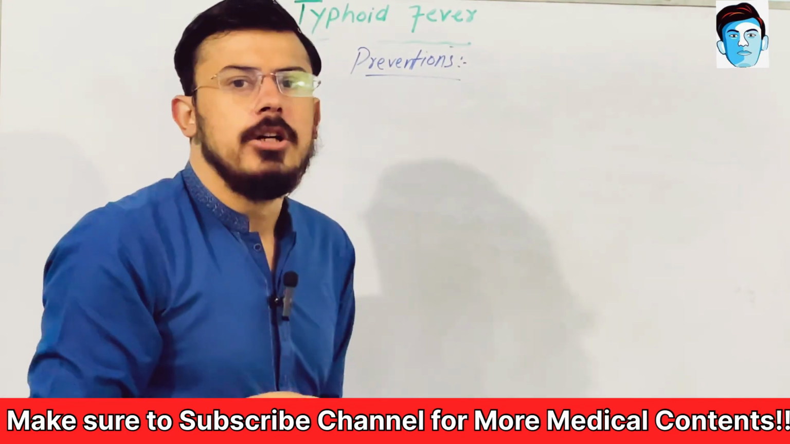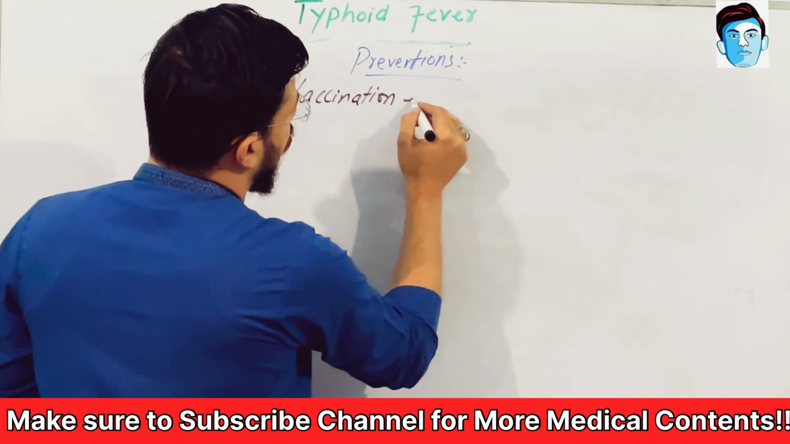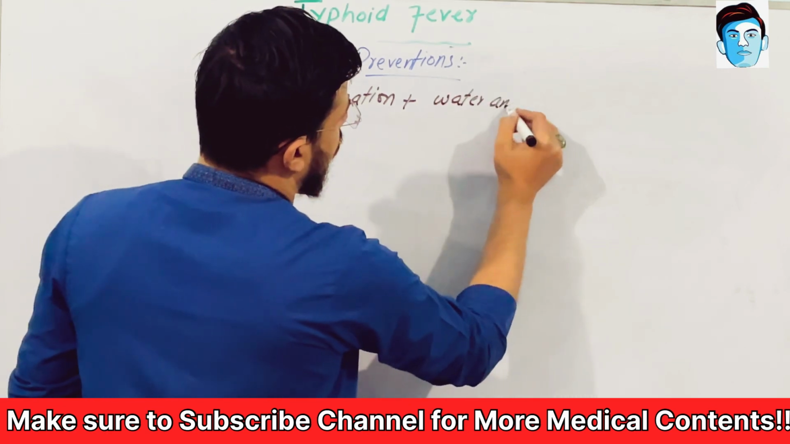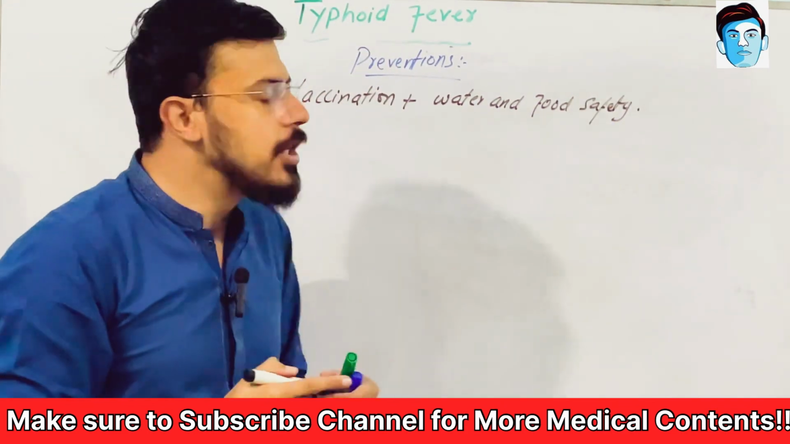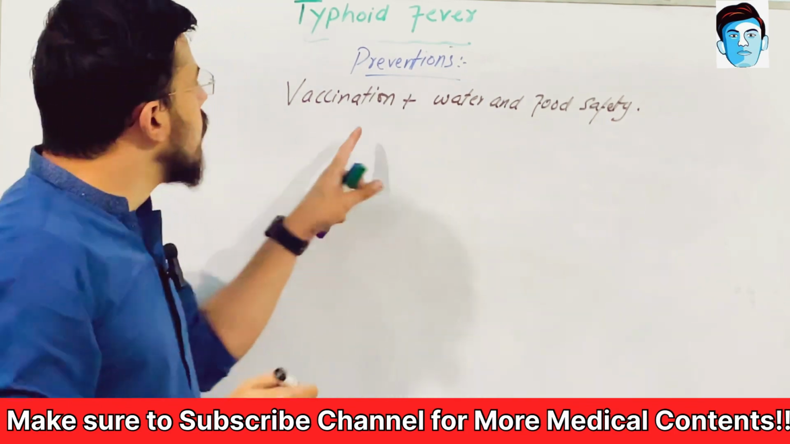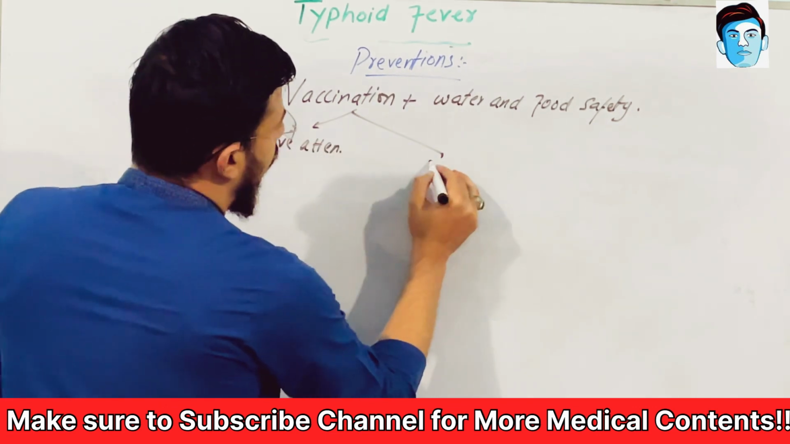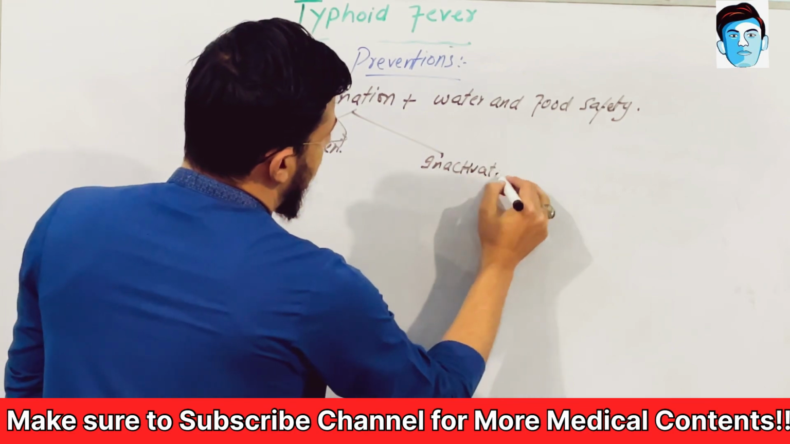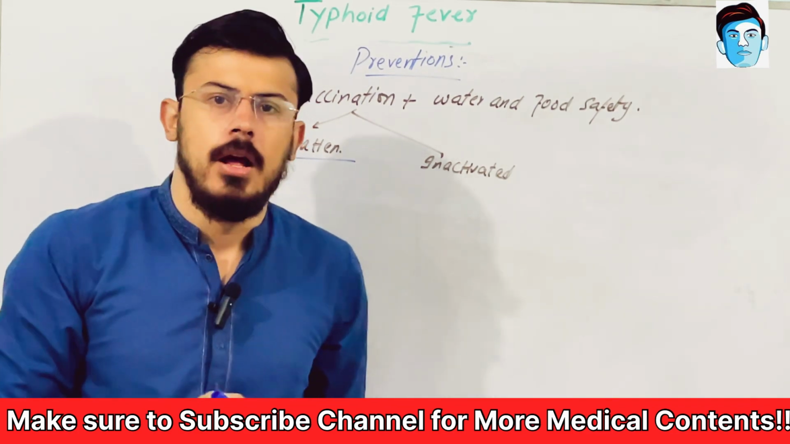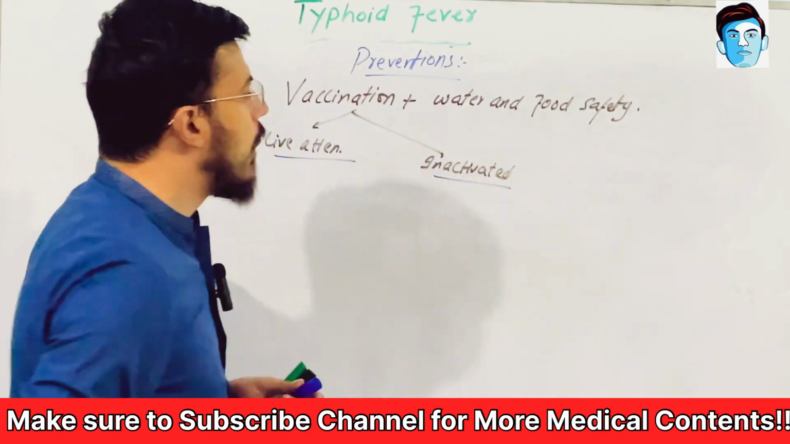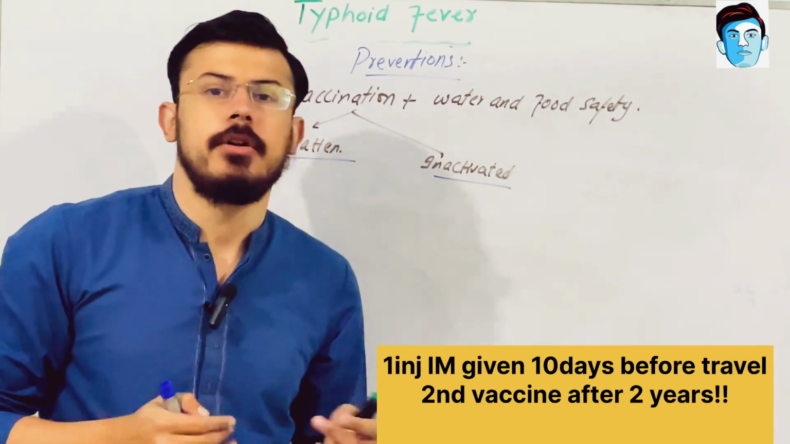Now in the prevention of typhoid, the most important is vaccination plus water and food safety. So not only vaccination is important, but along with vaccination, water and food safety is important. Now this vaccination is available in the form of live attenuated vaccine and inactivated vaccine. Live attenuated vaccine is given 48 hourly and 10 days before travel. While inactivated vaccine consists of polysaccharide capsule of salmonella, 1 IM injection, given 10 days before traveling to an endemic area.